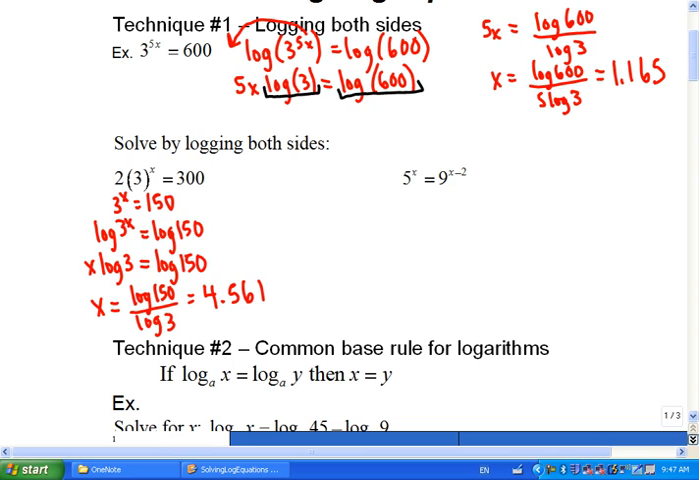Okay. And again, on this side, there's going to be a little bit more algebra to do because I've got variables on both sides, but it's going to be the same process. Log 5 to the x equals log 9 to the x minus 2. And remember, this is one exponent here, so that whole thing is going to be moved to the front. So this will now become x log 5 equals x minus 2 log of 9.